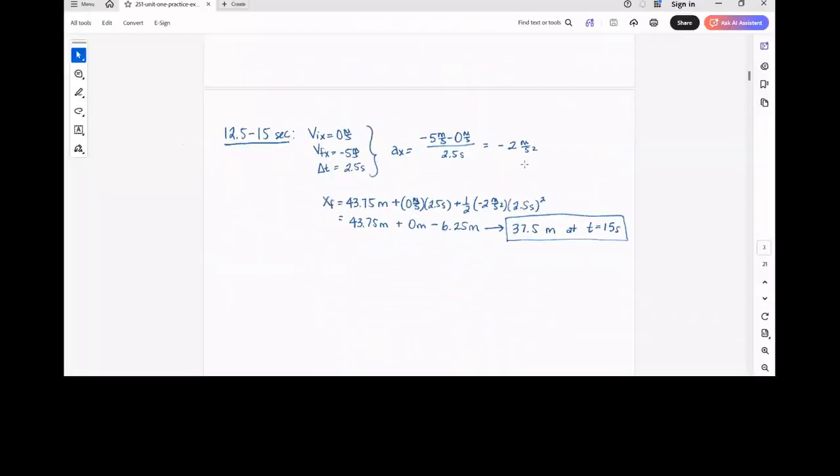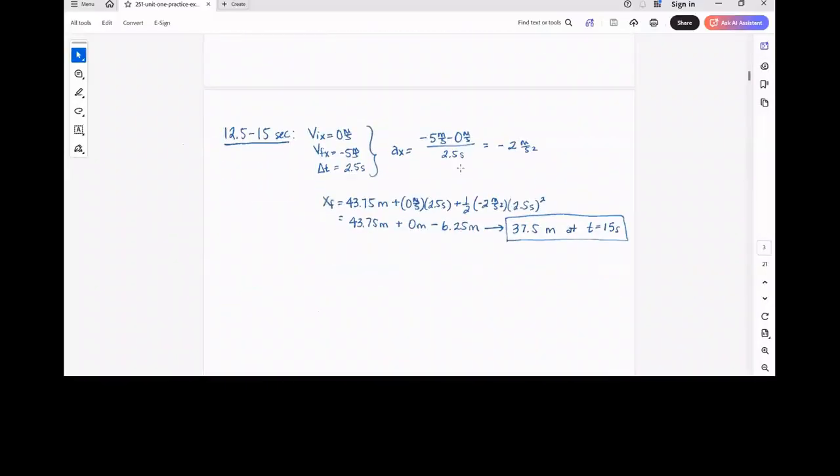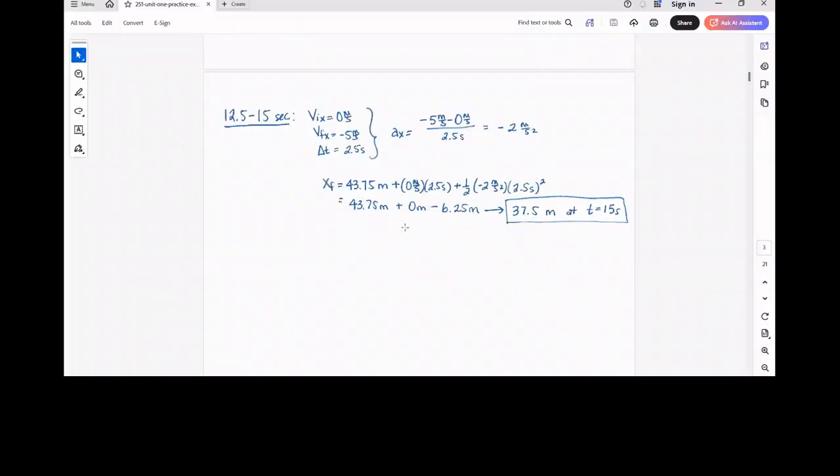From 12.5 to 15 seconds, the slope is no different. So when I take a new v initial and a new v final, I don't get a different number than I got for the previous section. I do need to take the final position from the previous step and make that the initial position in this step. And now I'm just looking at what this object is doing from 12.5 seconds to 15 seconds. At 12.5 seconds, it's crossing the x-axis, so that means that instantaneously that object is at rest. So I end up with 43.75 plus 0 meters minus 6.25 meters. I get right back to 37.5 meters.